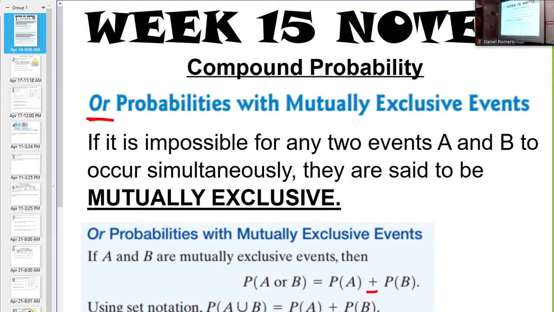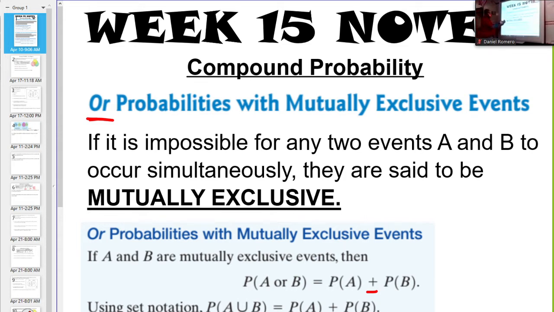What else? What word did I tell you to associate with or probability? Starts with you and ends with you. Yeah, union. So when you're calculating the probability of a union, you're doing or probability.